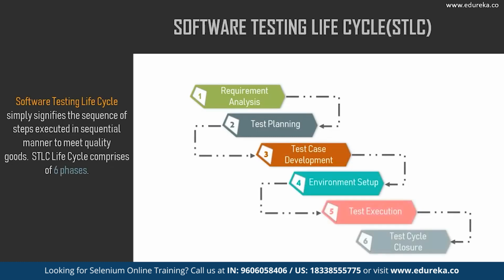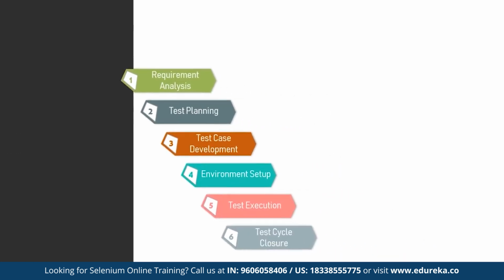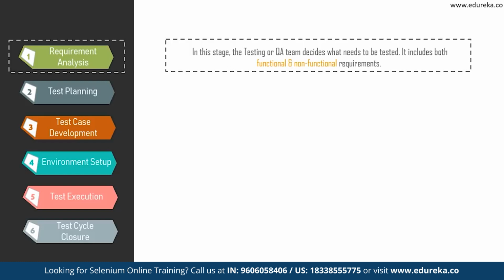and test cycle closure. Well, I'm not going deep in here, but let's just discuss what each of these phases mean in software testing lifecycle. So the very first step in software testing lifecycle is requirement analysis. In this stage, the testing or the QA team decides what needs to be tested. There are 2 kinds of testing mainly, functional and non-functional. We'll talk more about that later on.